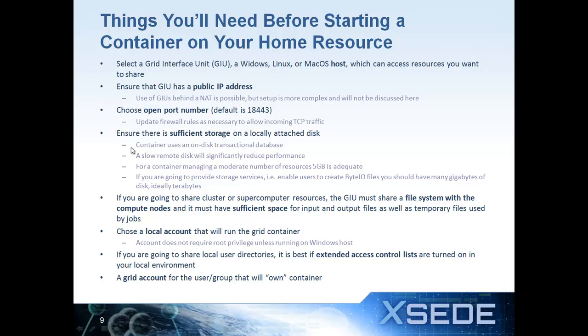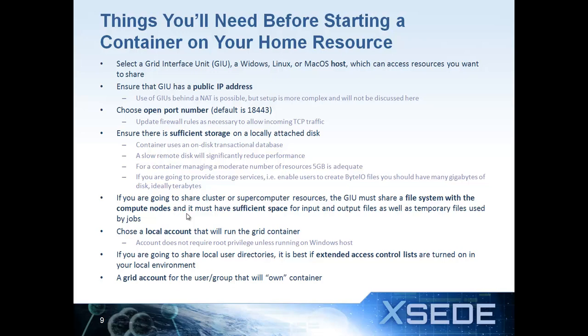I want to stress again that since we use an on-disk transactional database, we really would like you to have an attached disk. If you're going to share a cluster or a supercomputer, the GIU must share a file system with the compute nodes. This is because when we stage data in, we're going to put it on this file system so the compute nodes can see it. And similarly, when we stage things out, we need to be able to see it so that we can stage it out.